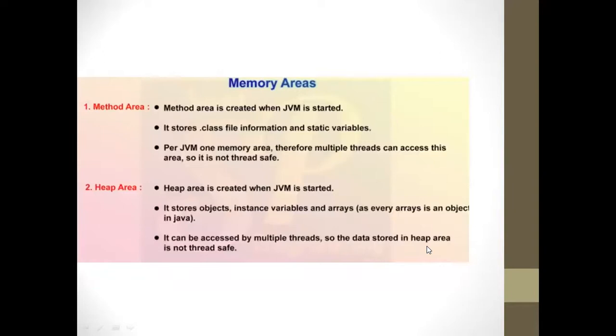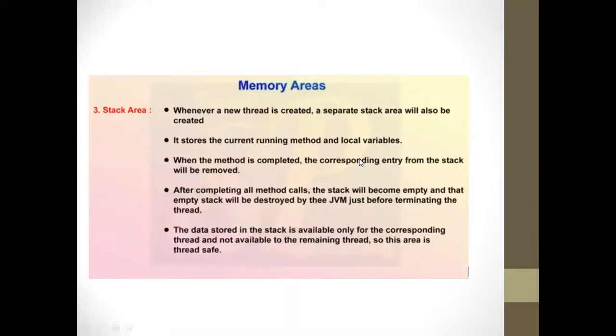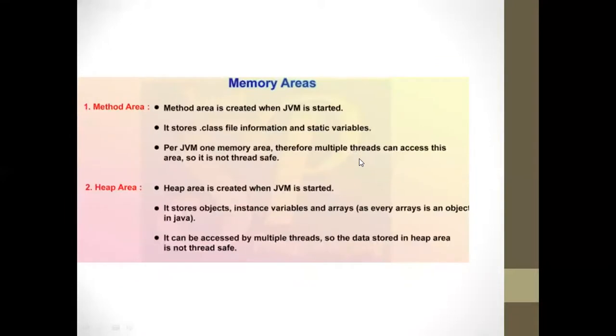First of all, we have the method area. The method area is created when the JVM is started. As soon as you start the JVM, your method area will be created. It stores the class file information that we already discussed in the class loader. Plus, it also keeps the static variables. Per JVM, one method area is given, so multiple threads can access this area. Therefore, the method area is not thread safe.